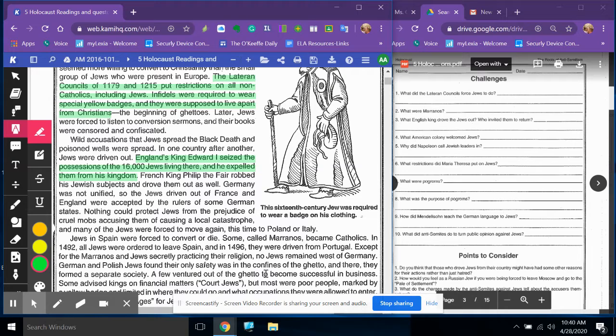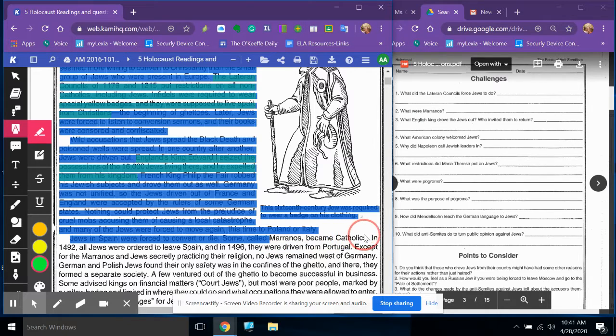Germany was not unified, so the Jews driven out of France and England were accepted by the rulers of some German states. Nothing could protect Jews from the prejudice of cruel mobs accusing them of causing local catastrophe, and many of the Jews were forced to move again, this time to Poland or Italy. Jews in Spain were forced to convert or die. Some, called Marranos, I remember that question from our challenge questions. Some, called Marranos, became Catholics.